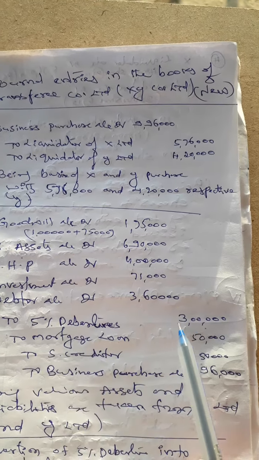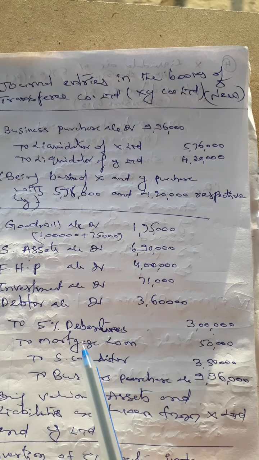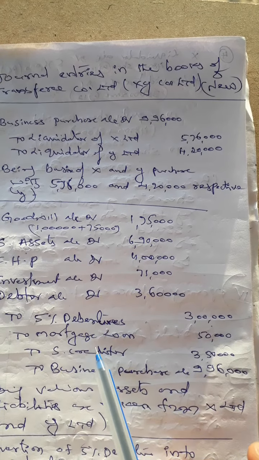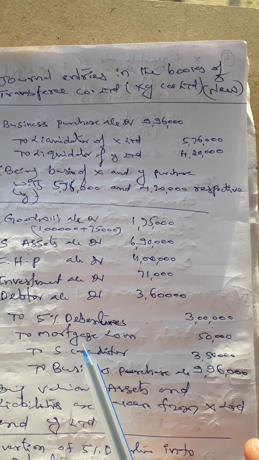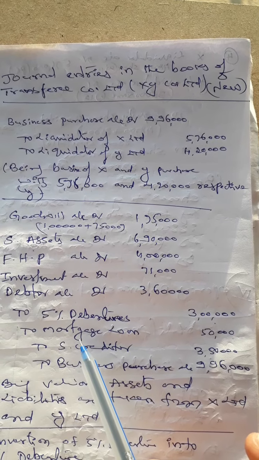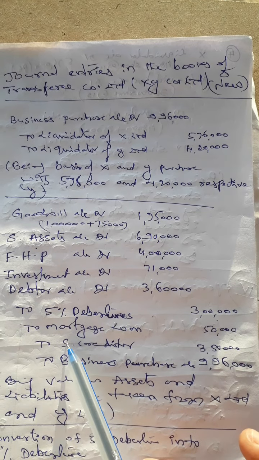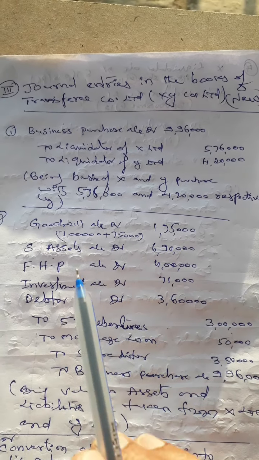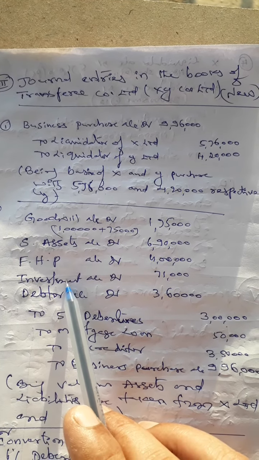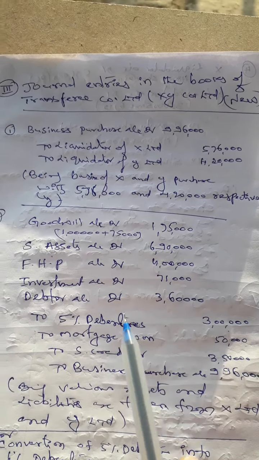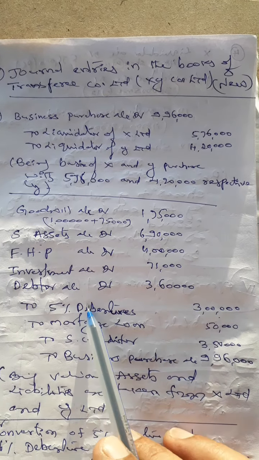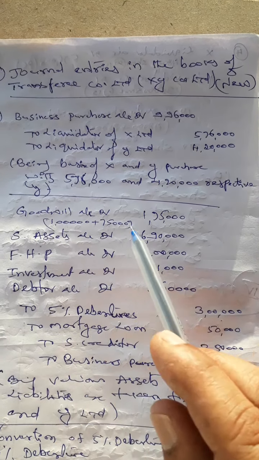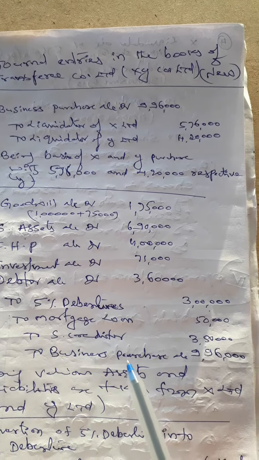Now, 5% debentures we take over, 3 lakhs. Mortgage loan also we take over, and sundry creditors also. All these liabilities we take over from the old companies. But don't write here any equity share capital, reserves or fixed assets given in the old balance sheet; don't consider them in this entry. Debit the assets we take from X company and Y company, adding both. The liabilities we take from X company and Y company, adding both, show at the credit side.